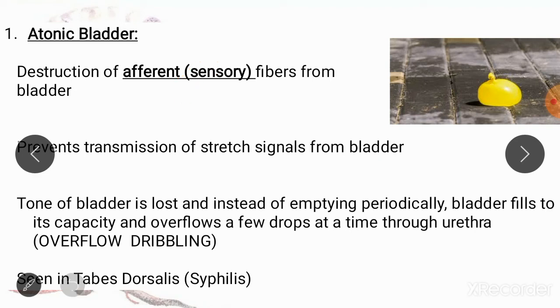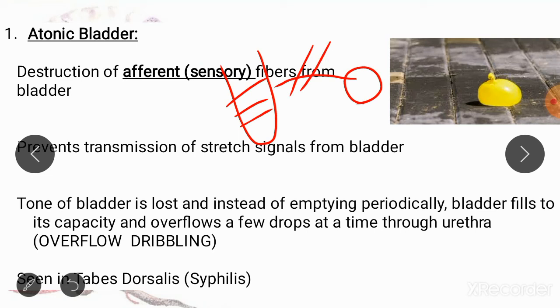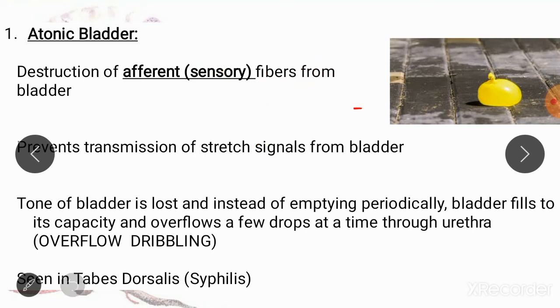ठीक है, ये मैंने आपको जो बताया कि bladder से जो fibers spinal cord की तरफ जाते हैं ये damage हो जाते हैं, and now what is going to happen is that the bladder is going to fill up to its maximum capacity and it is going to stretch, लेकिन कोई भी stretch के signals जा नहीं पाएंगे from the bladder to the spinal cord because the pathway which carries the signals from the bladder to the spinal cord are damaged because of any disease.